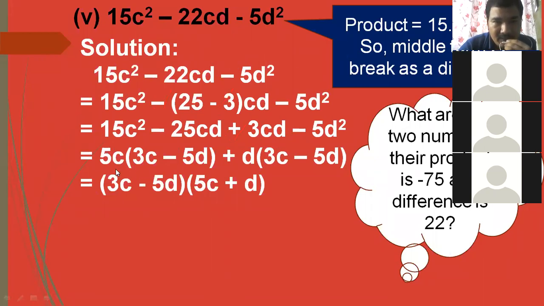And 5c is common, 3c minus 5d left here. Here d is common, 3c minus 5d left here. 3c minus 5d is common. Then 5c plus d is left in the bracket. Okay. Are you clear? Yes, sir. Okay, next look there.